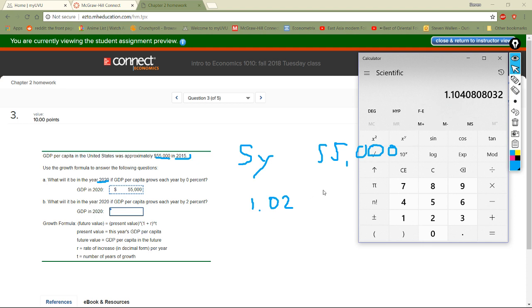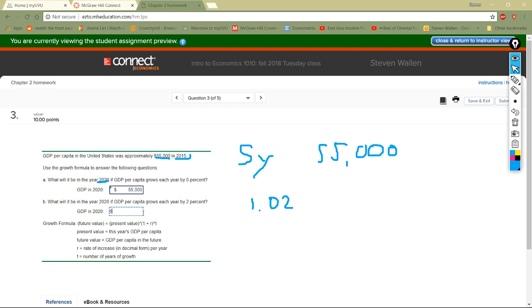And then all we do is times this by our current value, which is 55,000. Now we're at 60,724. So let me go ahead and draw this out for you guys so you guys can actually see what I did on the calculator. So did that. And then that ended up equaling.